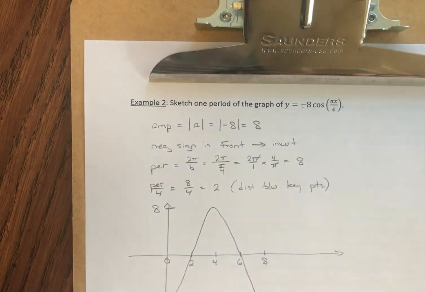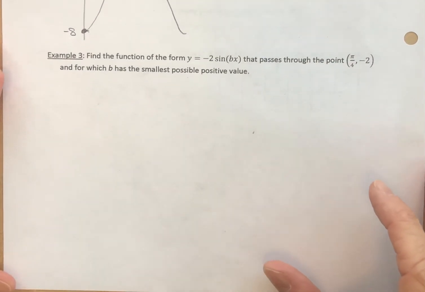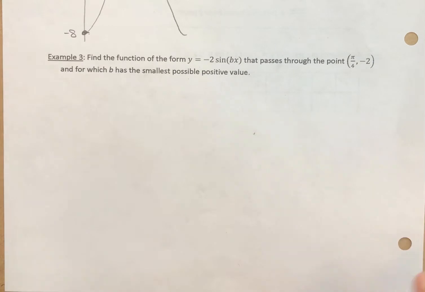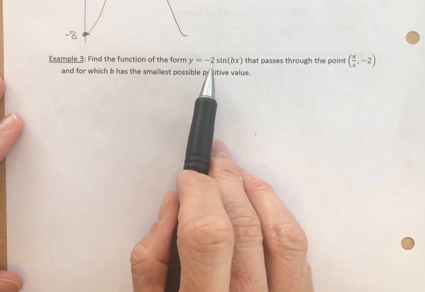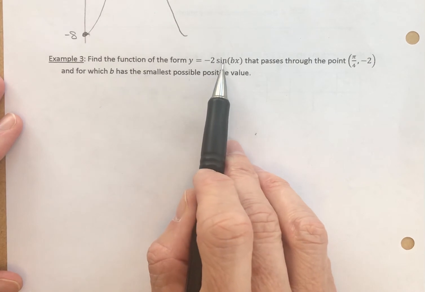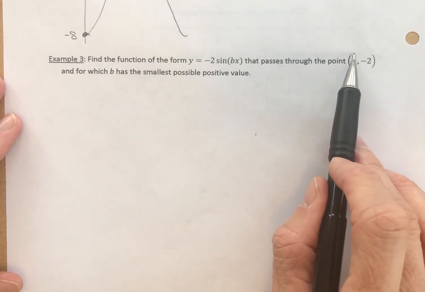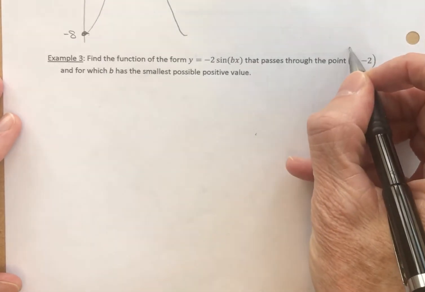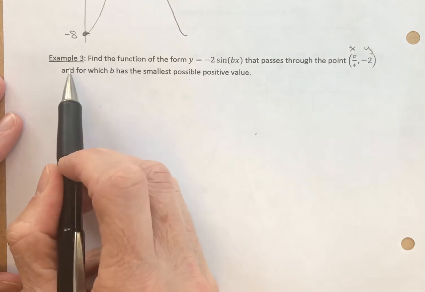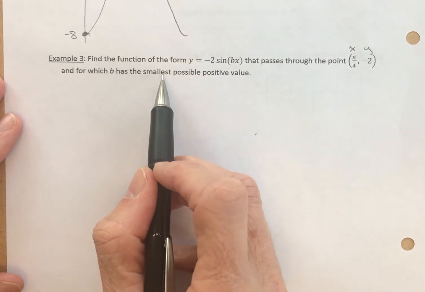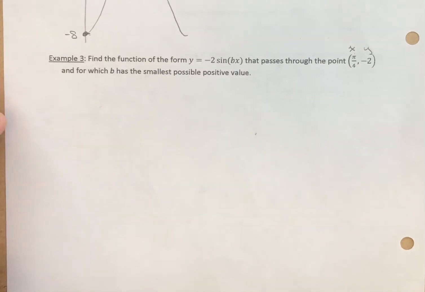Okay, let's do another example. This time we're going to not worry about the graph, although I'll show you the graph. Find the function of the form y equals -2 times the sine of b times x that passes through the point pi over 4, that's the x coordinate, and -2, which is the y-coordinate, and for which b has the smallest possible positive value. So we got to find what b is.